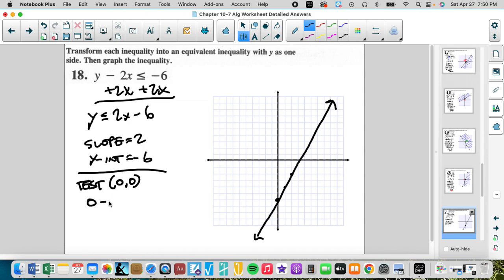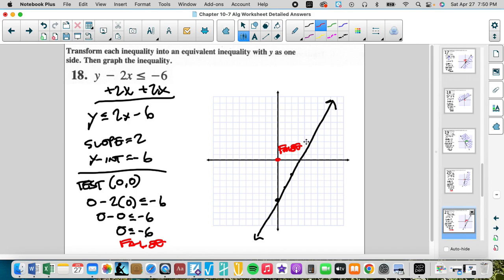So 0 minus 2 times 0 is less than or equal to -6. 0 minus 0 is less than or equal to -6. Is 0 less than or equal to -6? No, it is not. That point is false.